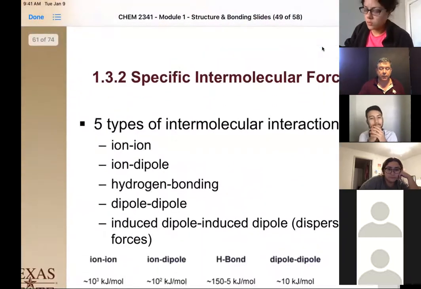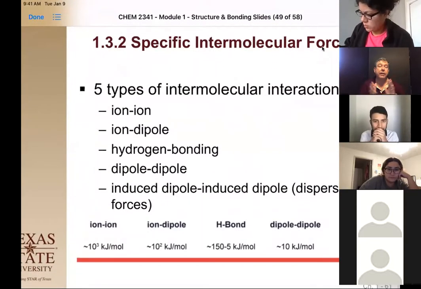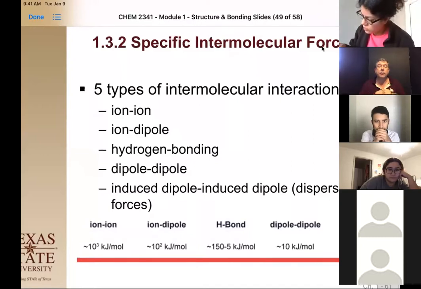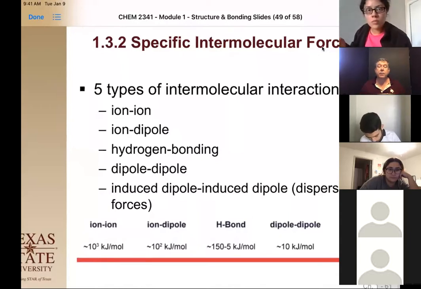Okay, so now that we have polarity of a molecule done, let's talk about the 5 specific intermolecular forces we have available to us in organic chemistry. First is ion-ion, and these are in decreasing strength. Ion-ion is the strongest one we have. Ion-dipole is second. Hydrogen bonding is third. Dipole-dipole interaction, so just the partially positive side and partially negative side of 2 different molecules. And then we have the last one, which is the weakest, which is induced dipole, induced dipole. It's also called dispersion forces or London forces. And they are the weakest of the set, okay?